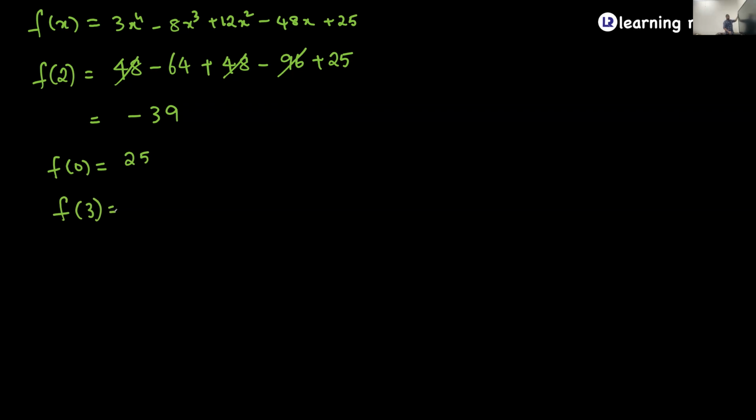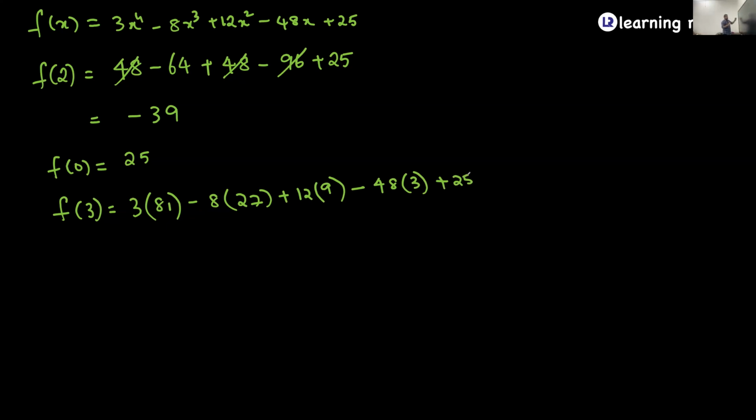So f of 3 is going to be 3 into 3 power 4, 81. So basically it is 3 power 5. You will get 243. But okay, I'm writing it. 3 into 81 minus 8 into 3 cube, that is 27, plus 12 into 9, minus 48 into 3 plus 25.